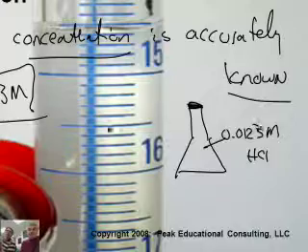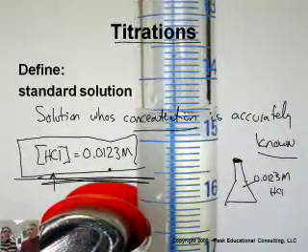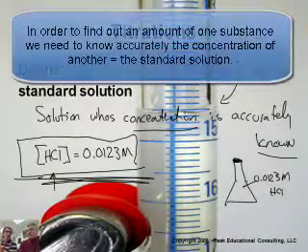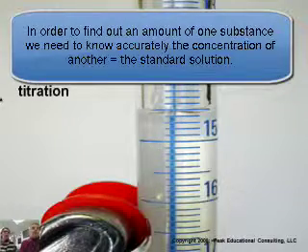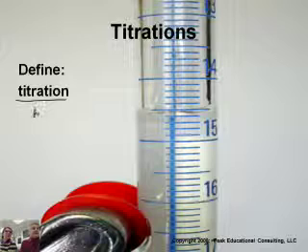Now, the reason we need a standard solution when we do titrations is because a titration is an experiment to determine the concentration of a substance, or something else about it, not always concentration. But oftentimes, it is concentration. We're going to find how much of the unknown we have, but we have to know something about something else. A concentration in this case. So, what is a titration? Well, it is an experiment.